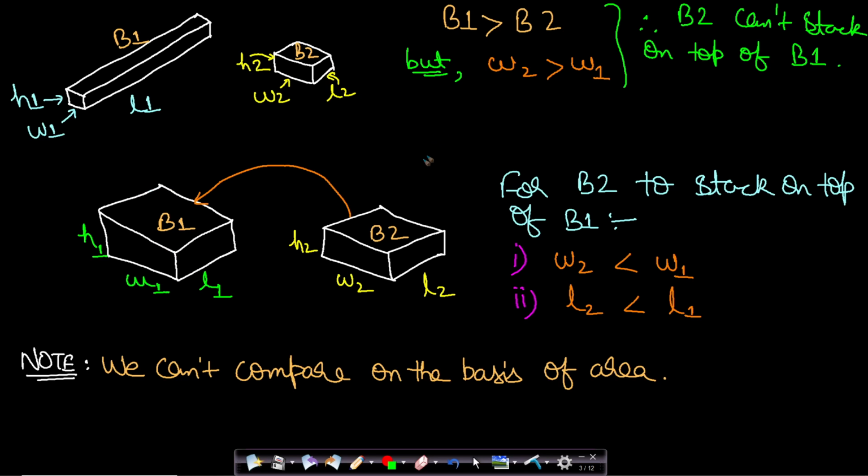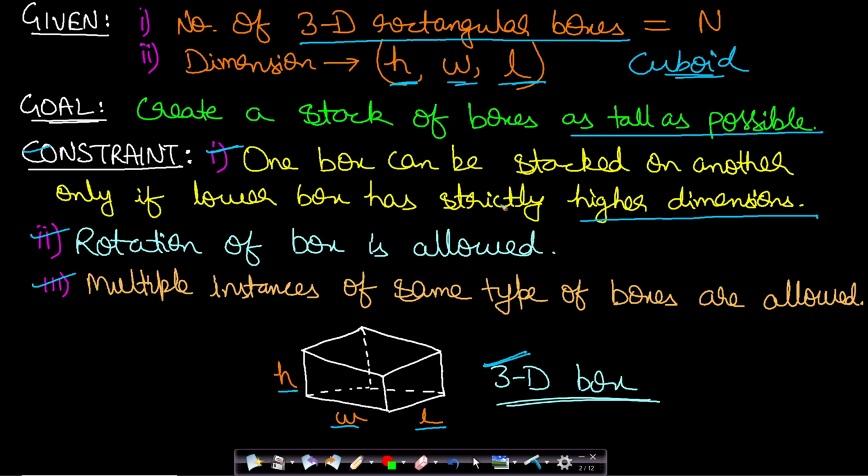In this example, you might think that if you have base area B1 and base area B2, then according to the first constraint, if base area B1 is greater than base area B2, then you can fit box 2 on top of box 1. So this is box 1 and this is box 2. But this may not always be true, right?